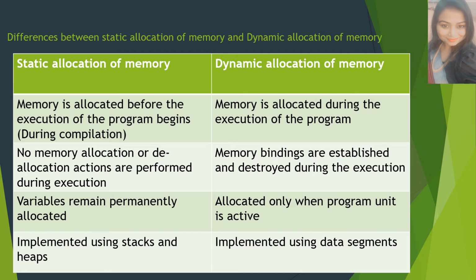Fourth difference is that static allocation is implemented using stack and heap, but dynamic allocation of memory is implemented using data segments. So these are the four differences between static allocation of memory and dynamic allocation of memory.